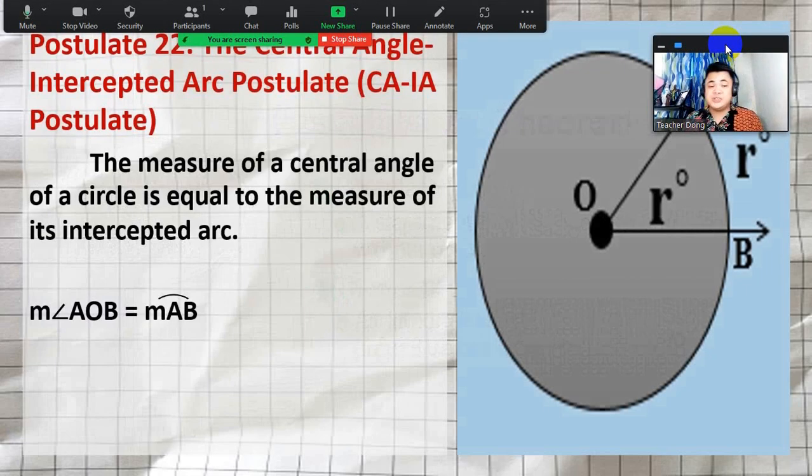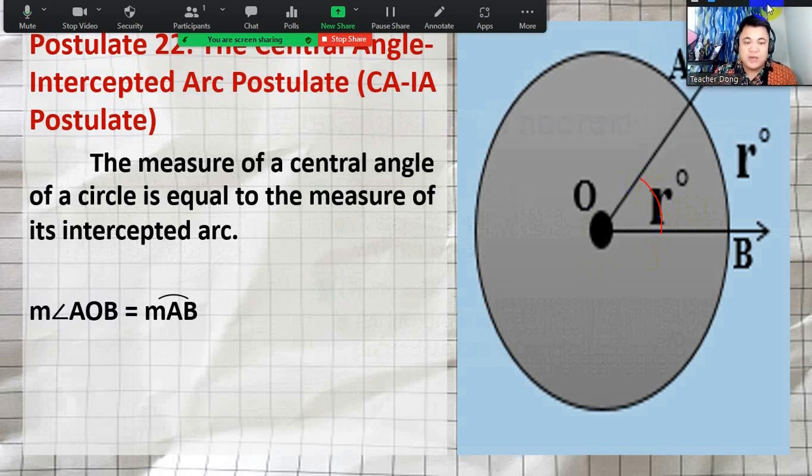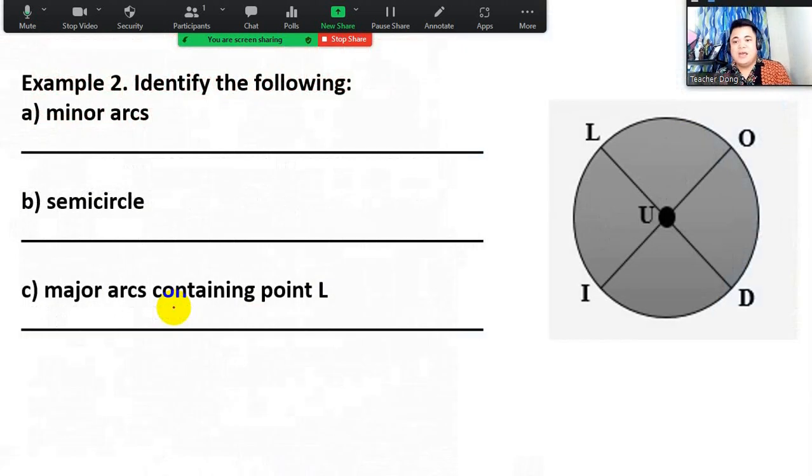Next, postulate number 22. This is the basis in solving for central angle. Postulate 22, the central angle intercepted arc postulate, or the CAIA postulate. The measure of the central angle of a circle is always equal to the measure of its intercepted arc. So whatever the measurement of this is, it is equal to the measurement of its intercepted arc. If this is 30 degrees, this is also 30 degrees, and vice versa. So we can now say that the measurement of angle AOB is equal to the measurement of arc AB. Please don't forget that.